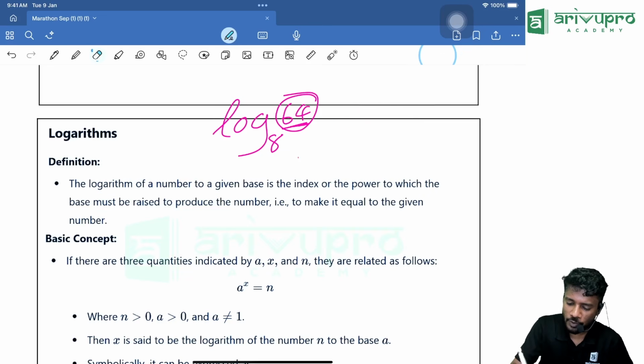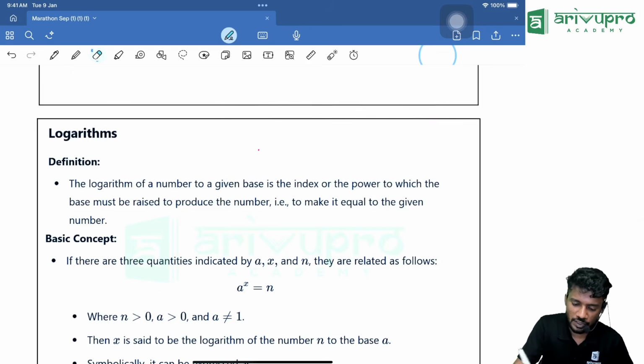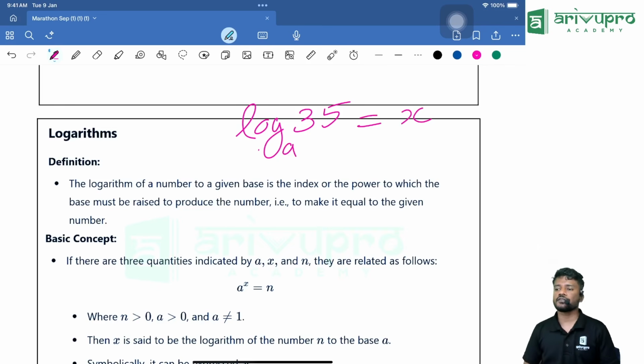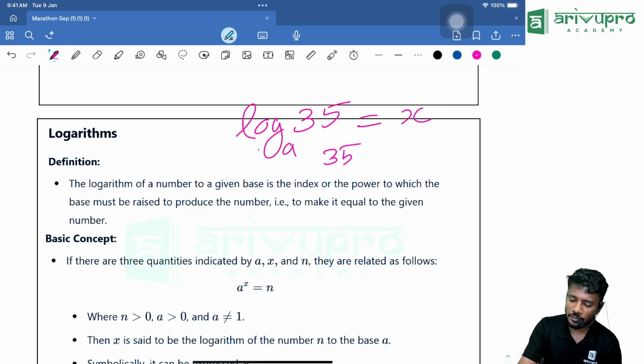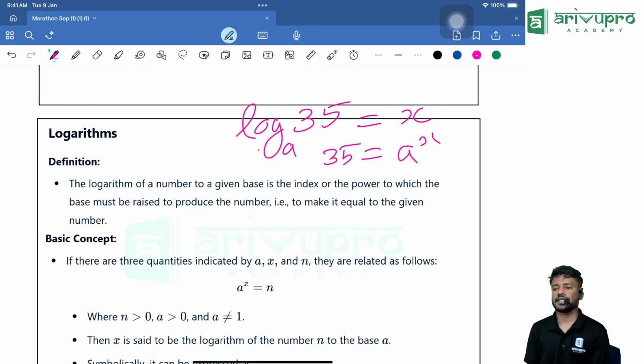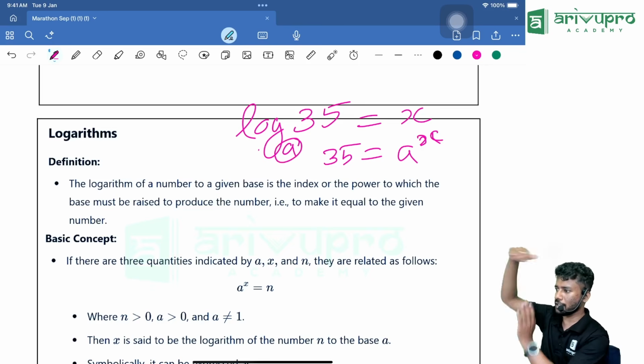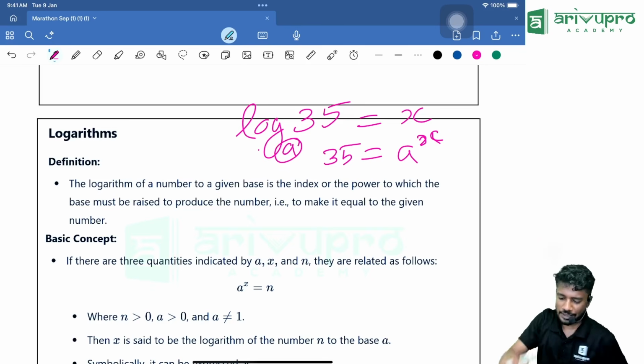And I will show one more example right in front of you which is required for you. Logarithm of 35 to the base a is equal to x. Then what is the value of 35? 35 is nothing but a raised to x. Keep that in mind. This will go to the other side and x will go to the power. The right hand side will go to the power. Keep a note of that.